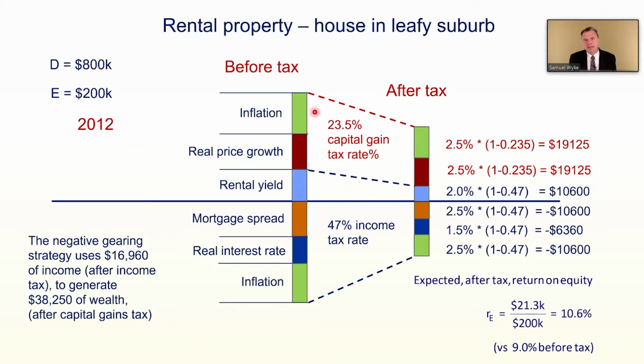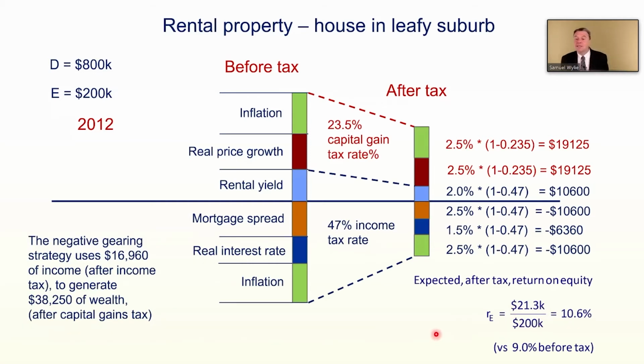Now, but it's generating capital gains, and the capital gains doesn't get taxed at 47%. It gets taxed at half that. So it's generating the 50,000 less 23.5% tax, which is 38,250. And because of this, our expected after-tax capital gain is 21,300 more than our after-tax income. This is the overall gain. We've invested 200K. We're expecting an after-tax return of 10.6%.